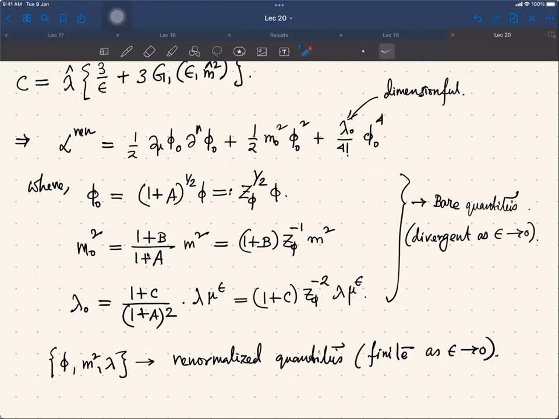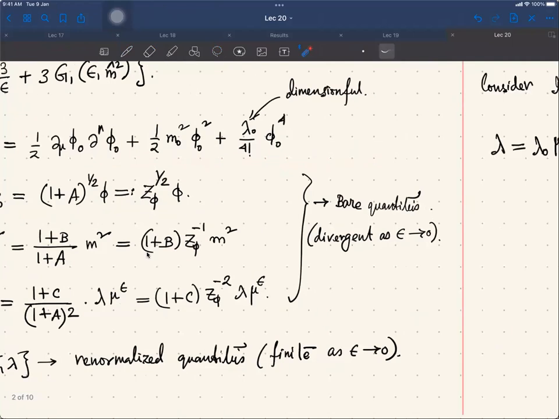Okay, this is a crucial point in understanding the mu dependence. Mu is a scale dependence of the renormalized quantities, because we are considering the bare quantities to be mu independent, because you write the Lagrangian in this form and there is no mu. This is how we are defining the problem.